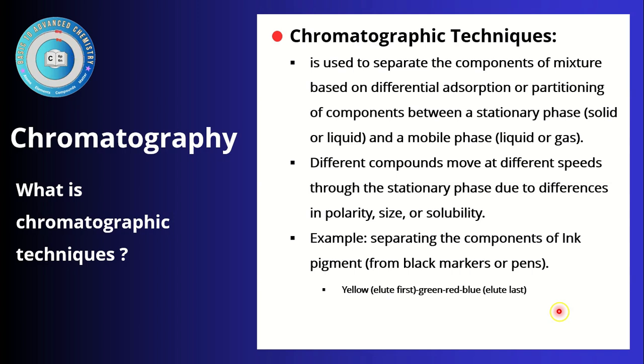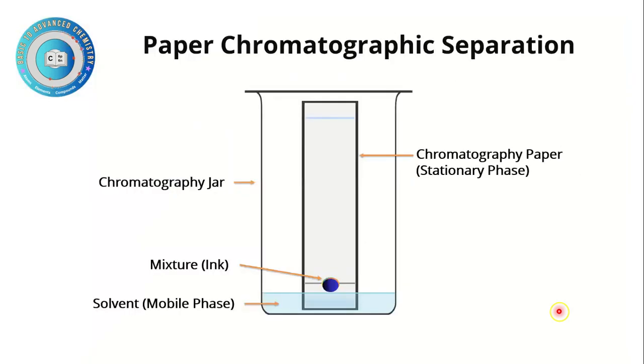In general, based on their mobile phase, chromatography is divided into two: one is liquid chromatography, the other is gas chromatography. The simple technique for liquid chromatography is paper chromatography. Let us see this one.